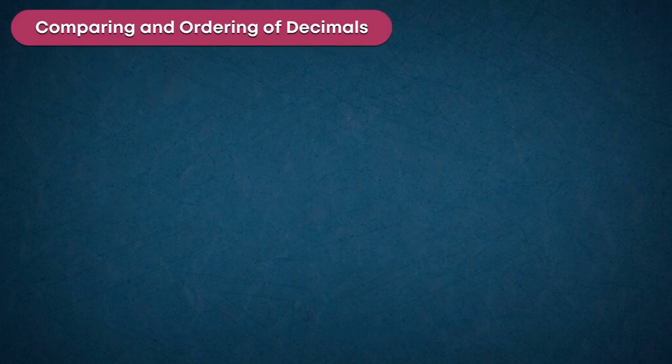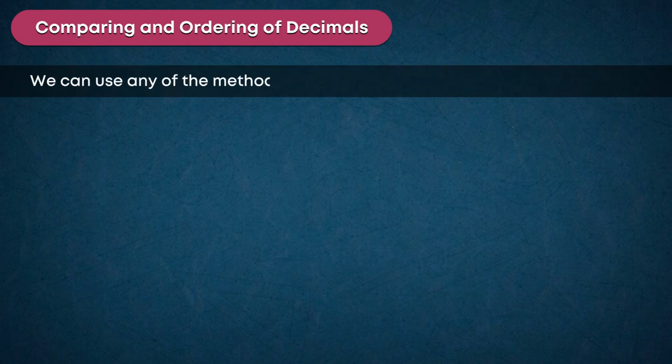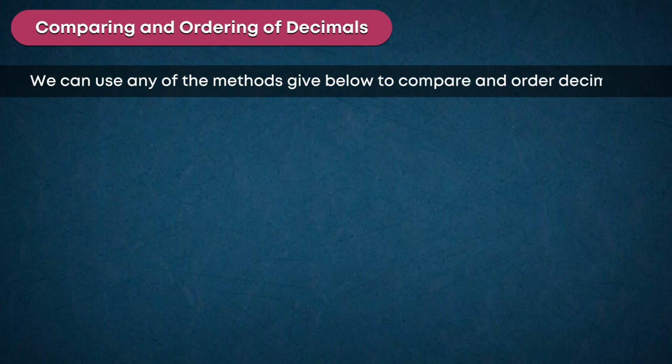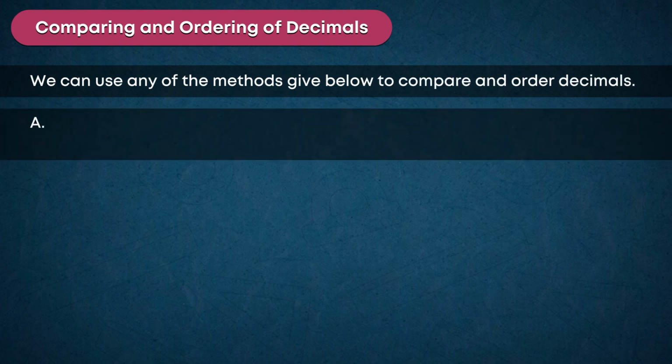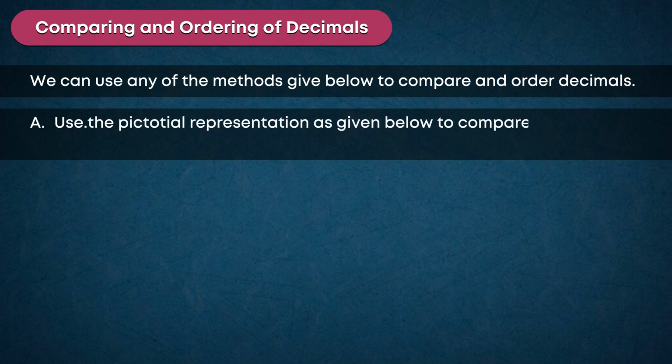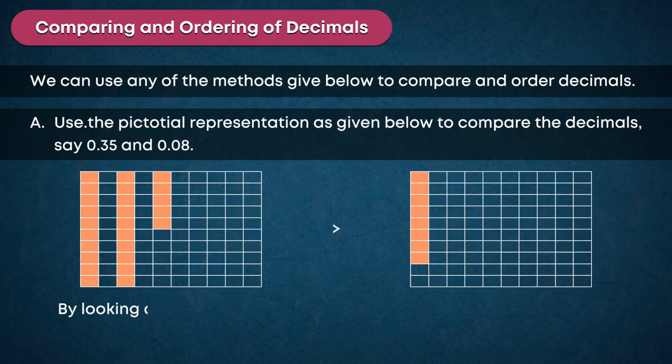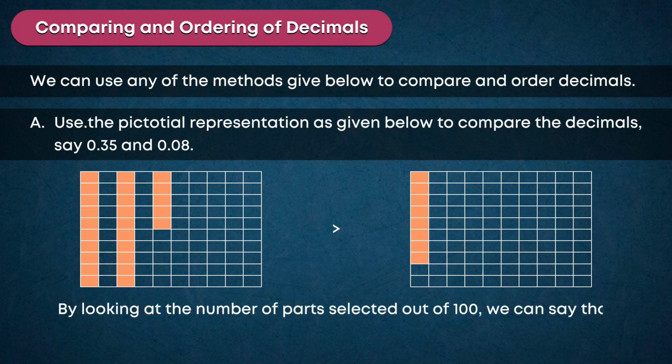Comparing and ordering of decimals. We can use any of the methods given below to compare and order decimals. A. Use the pictorial representation as given below to compare the decimals, say 0.35 and 0.08. By looking at the number of parts selected out of 100, we can say that 0.35 is greater than 0.08.